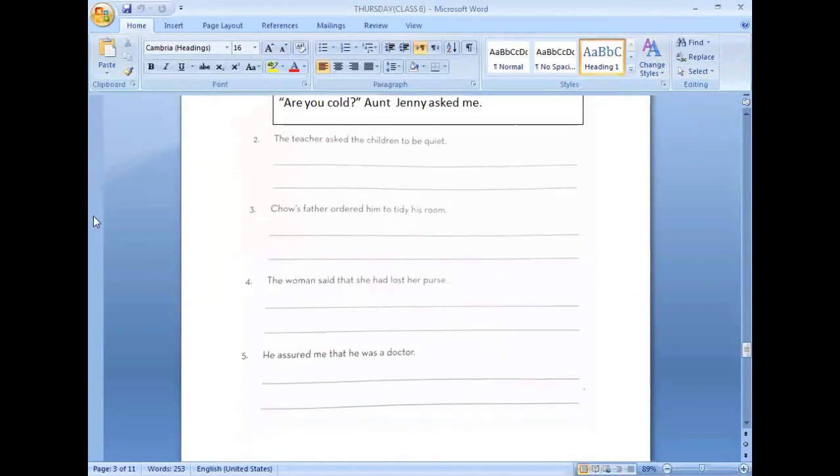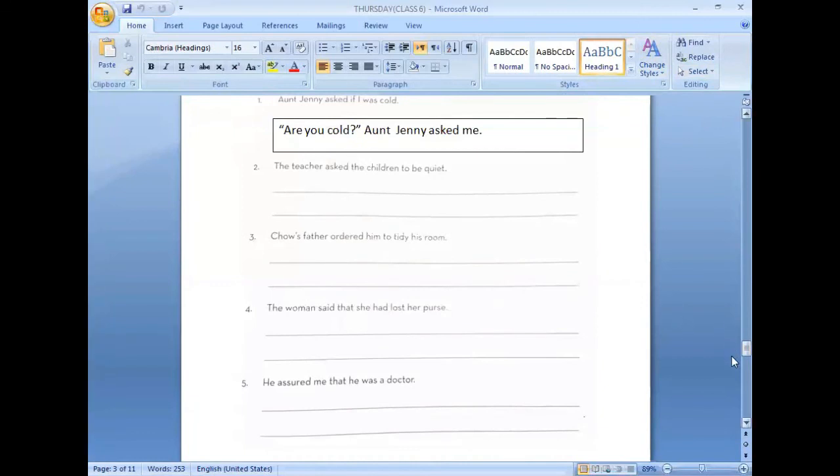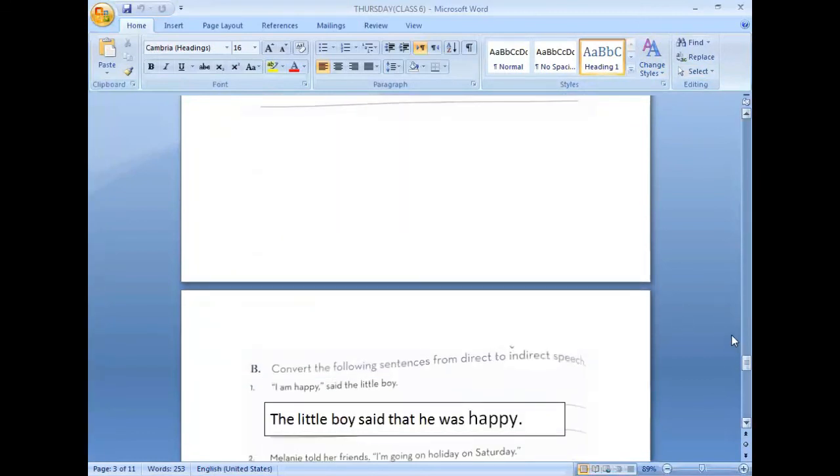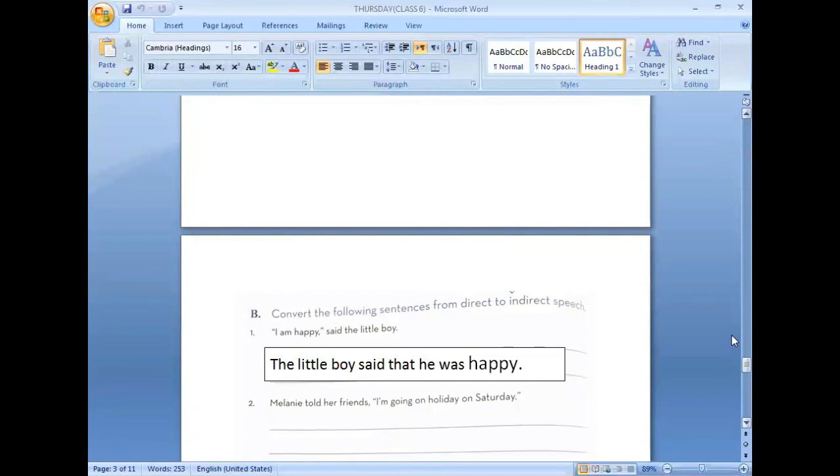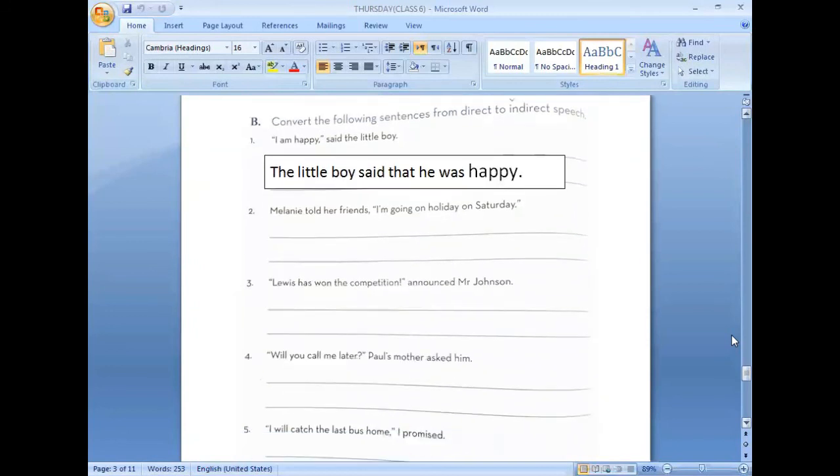Now we'll move towards the workbook, page number 16, and that exercise says convert the following sentences from direct to indirect speech. Here you will have to convert sentences from direct to indirect speech. The first one has been done for you. Number 1, I am happy, said the little boy. So the little boy said, we'll add the conjunction here, that he was happy.